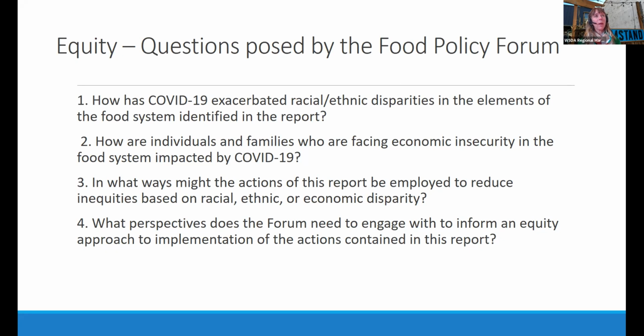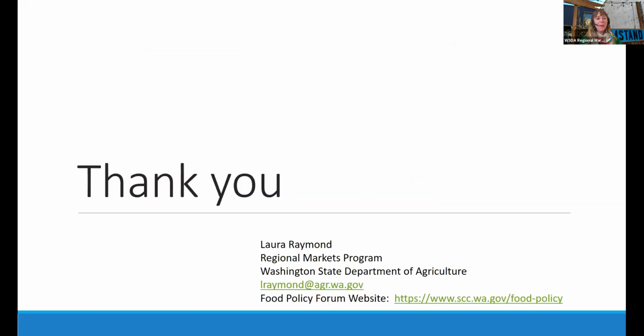And the Food Policy Forum recognized that as well, and has begun to bring an equity lens. It's developing right now an equity filter that they're going to be using to go back and look at their recommendations with an equity perspective, guided by these types of questions. So that was a whirlwind introduction and overview to the Washington State Food Policy Forum and food policy generally. Thanks for taking the time to listen, and I'll turn it back to you.